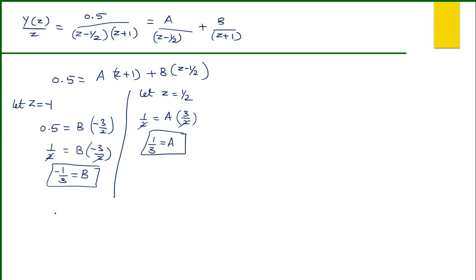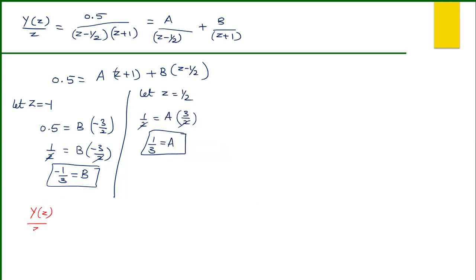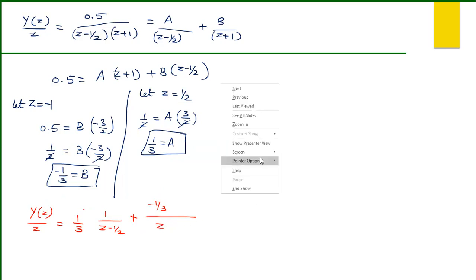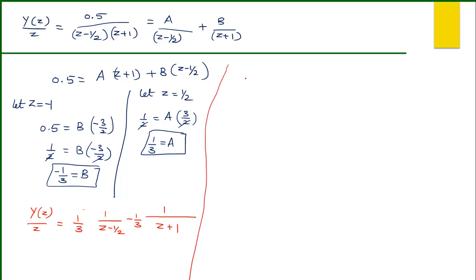You substitute here Y of Z by Z. Y of Z by Z is equal to A value, that is 1 by 3 into 1 by Z minus 1 by 2 plus B value, which is minus 1 by 3 divided by Z plus 1. We write minus 1 by 3 into Z plus 1. Now you send this Z this side. What will we get? So Y of Z is equal to 1 by 3 into Z by Z minus 1 by 2 minus 1 by 3 into Z by Z plus 1.